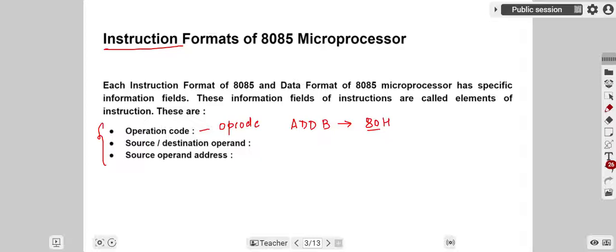Because the MOV A, B instruction does not have any direct data provided, and does not have any direct address provided from where we have to get the data. We have to copy the data from the source register B into this destination register A. That's why these are the operands here. Third is the source operand address.